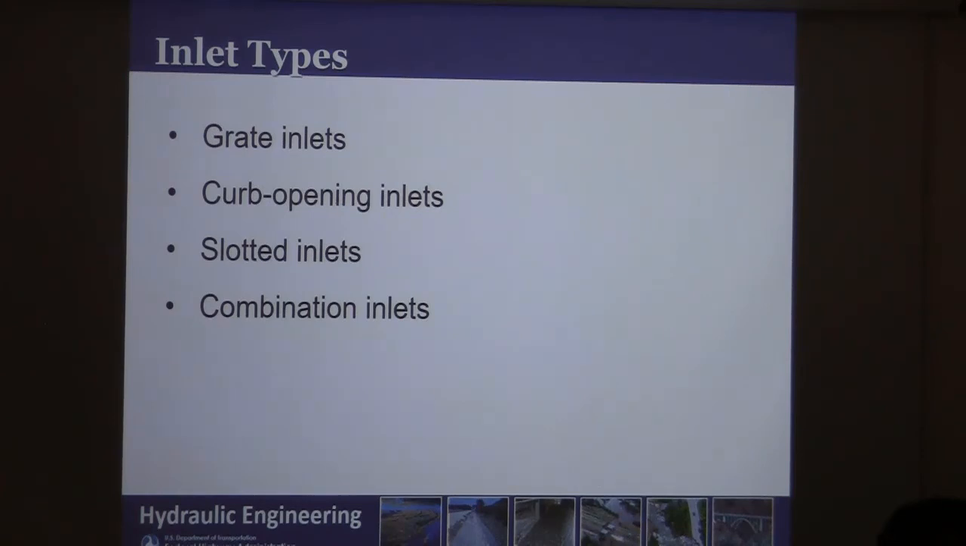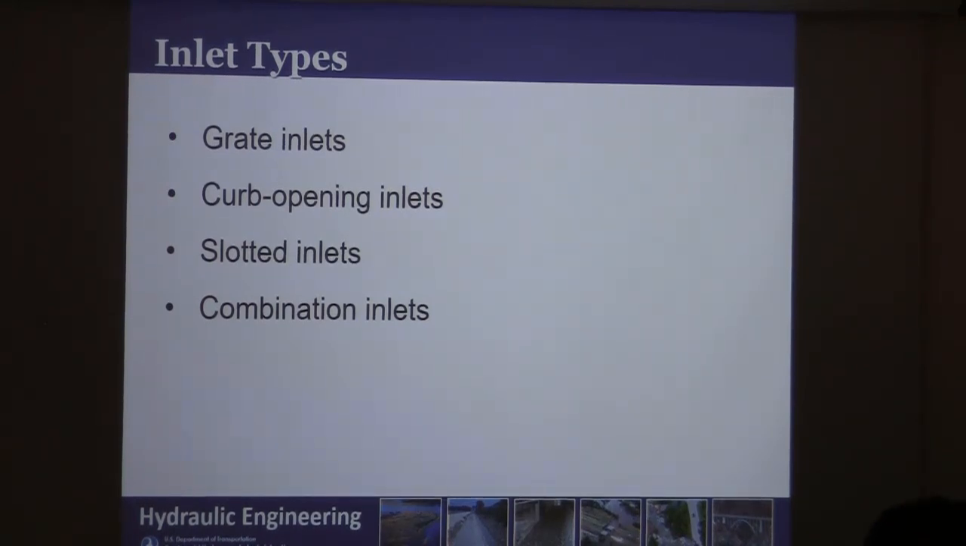Curb opening inlets are usually used on flatter slopes up to about 3%, and they're really good where you have a lot of debris. If you try and put them on a slope, even 3% I think is a little bit high. If you go higher than that, then the water just flies on by. It can't make that turn because the velocity is so fast, it can't make the turn into the curb opening. So you want to think about using those on flatter slopes.